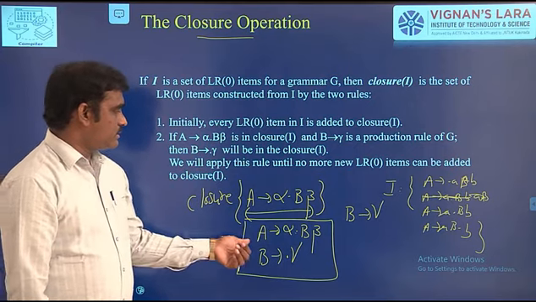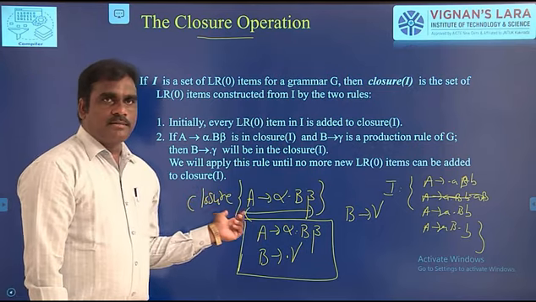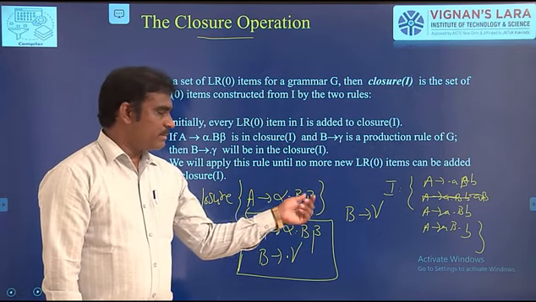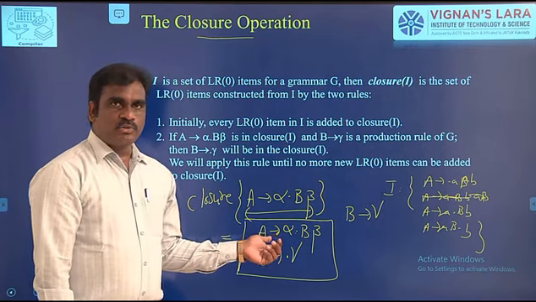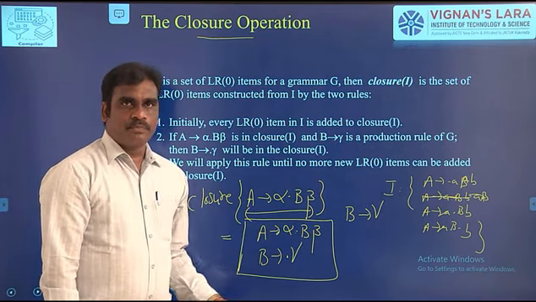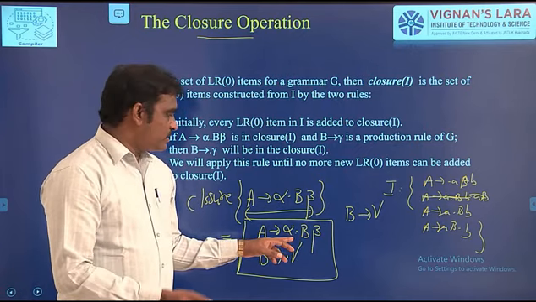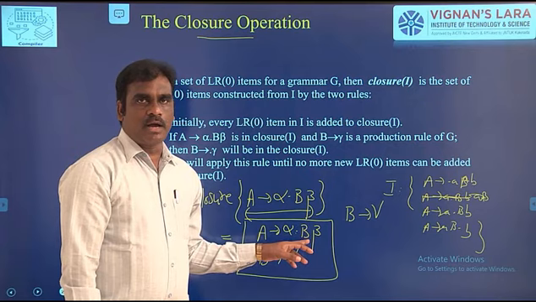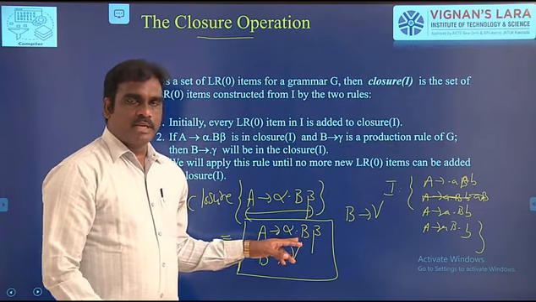These are the 2 points. First, apply the closure set of A to alpha dot B beta. First write the production as it is, A to alpha dot B beta. Now the dot is followed by some symbol. Now we have to check whether the symbol is a terminal or a non-terminal. Suppose B is a terminal symbol, then leave it.